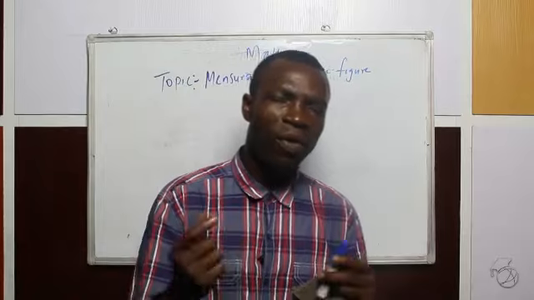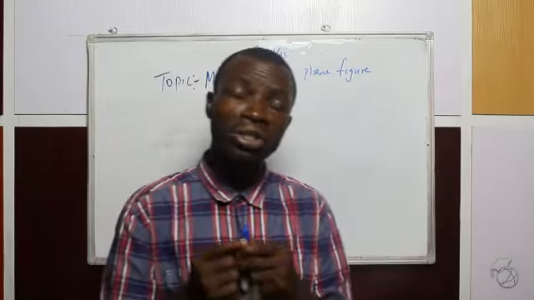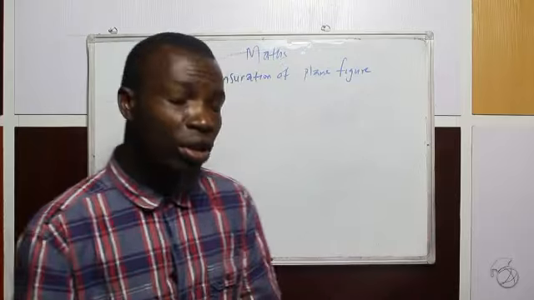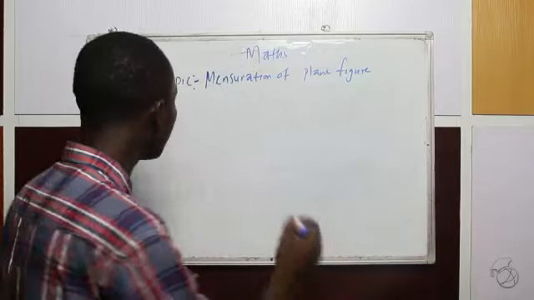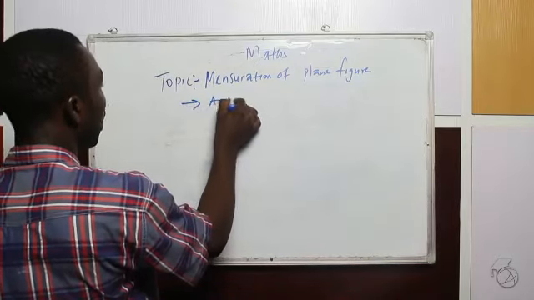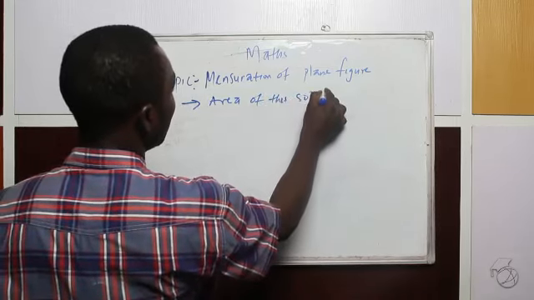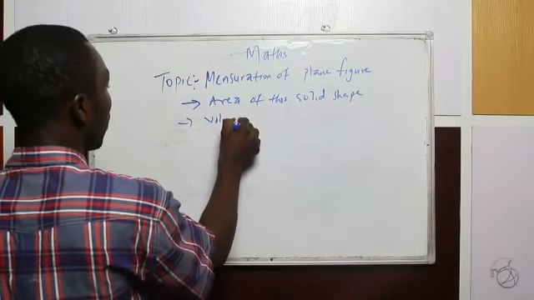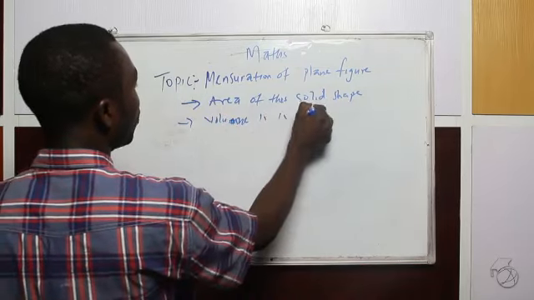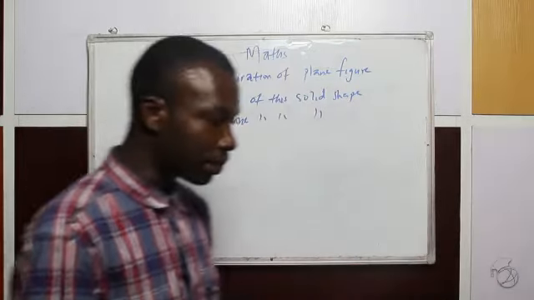There are formulas for finding the sphere. Their area and volume must be put into recognition. Now let us go on to the formula of a sphere. We are going to consider one, the area of this solid shape, and two, the volume of this solid shape. These are the things we are going to be considering in this topic today.